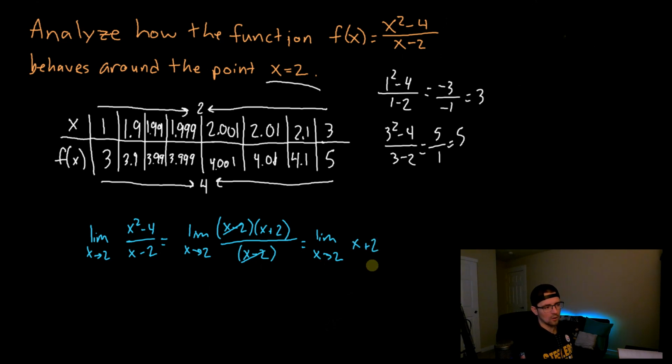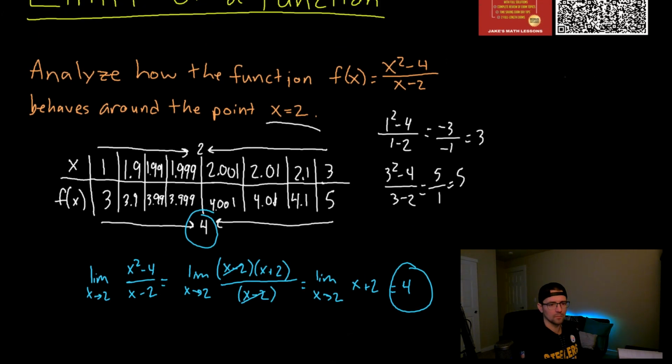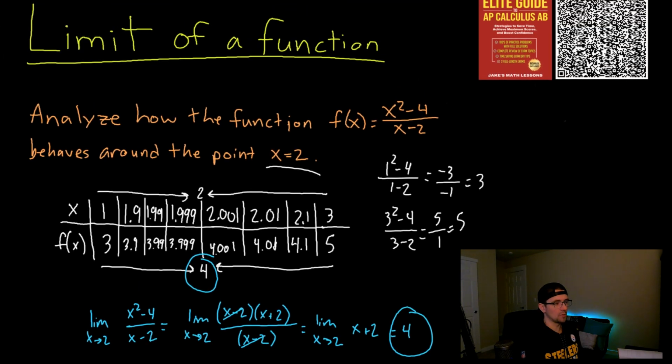Which now, if we just plug in x equals 2, we get 2 plus 2 is 4. So you can see solving it the more precise way actually got us the same thing we got from the rough estimate by plugging in x values around 2. So that's pretty much the concept there.